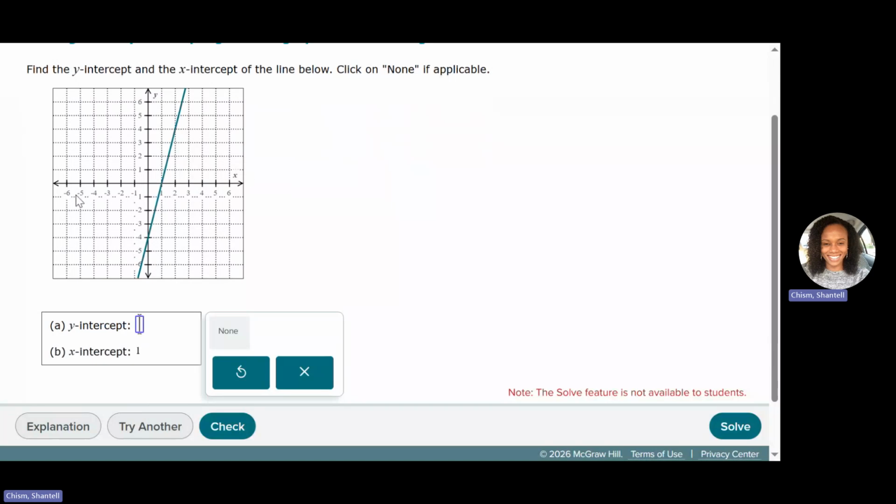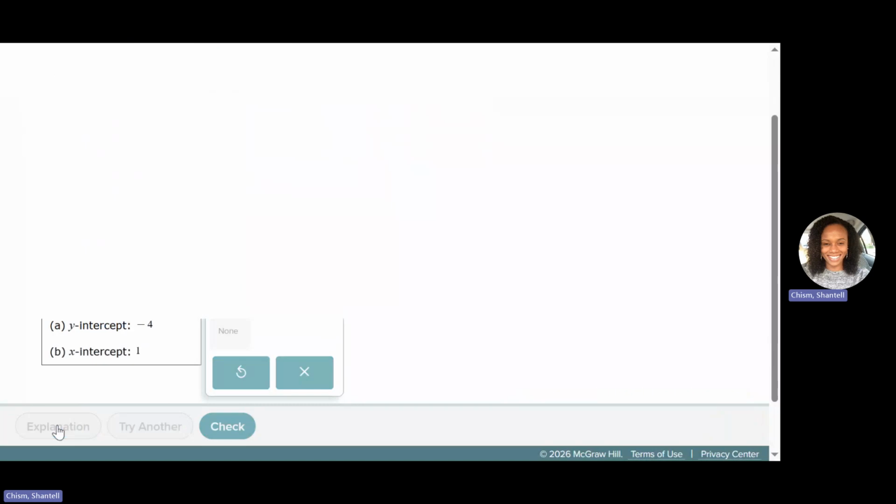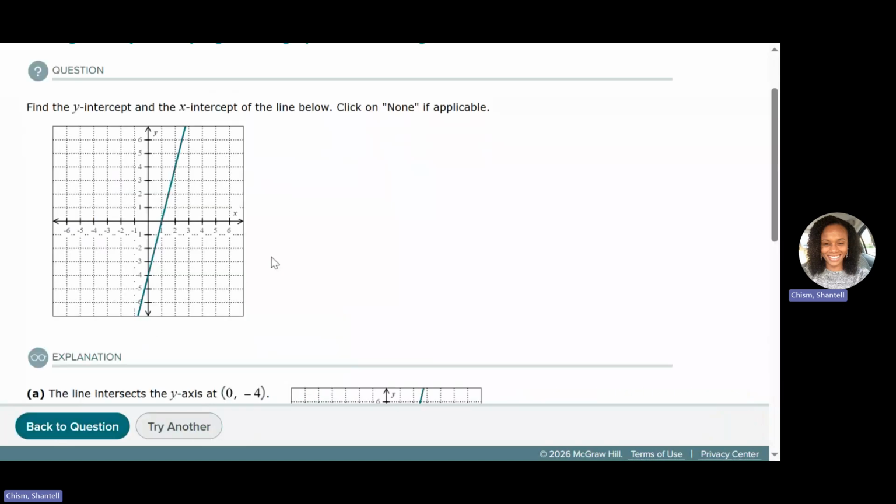So remember, on the x-axis, to the left is negative, to the right is positive. The origin is right there in the middle where the x and y-axis intersect, okay? And then on the y-axis, above is positive, below is negative. So it crosses the y-axis at -4, okay? So that's what you would enter there.